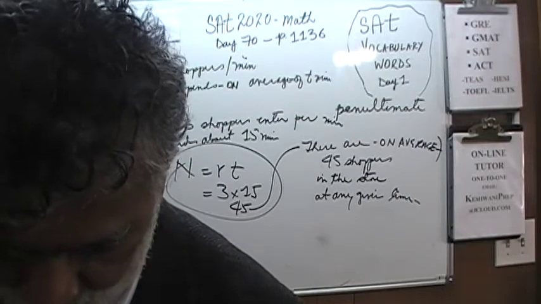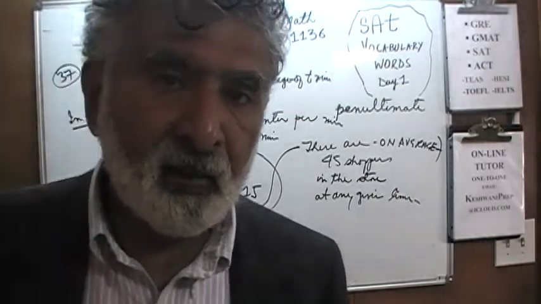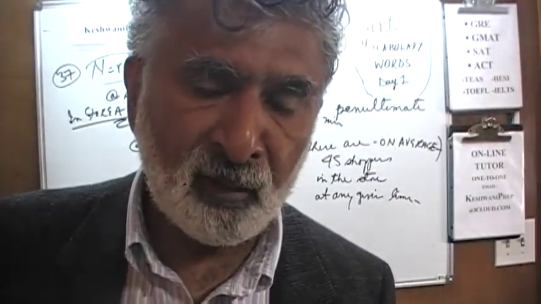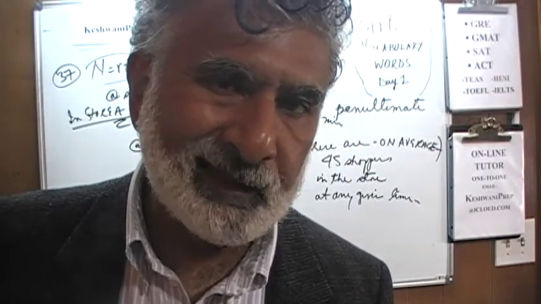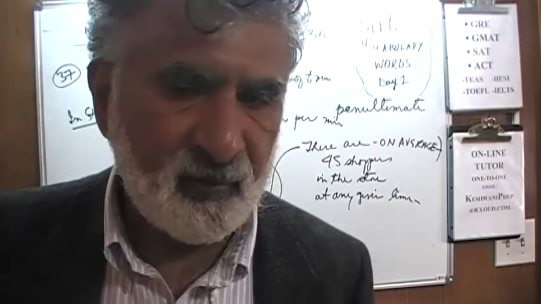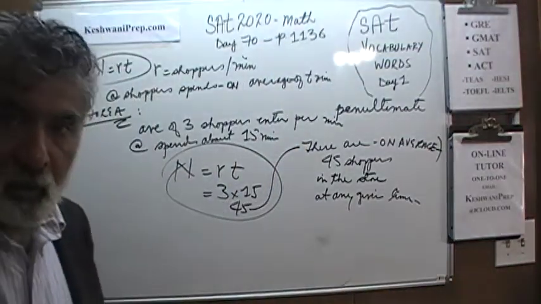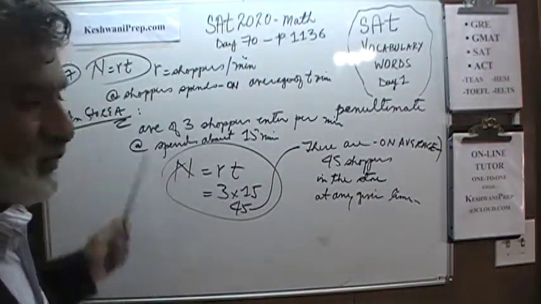So if you were to take a random sample of, say, 5 or 10 different occasions in the course of the day, and counted how many shoppers there are in that store at that time, you will find that on average there are 45 shoppers, because 3 shoppers are entering every minute, and each shopper spends about 15 minutes in the store. The question has not begun yet. This is just a setup. Number 37 has not begun yet.